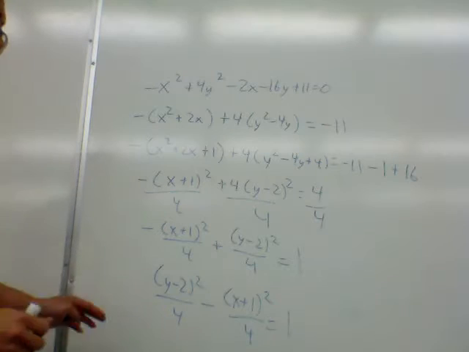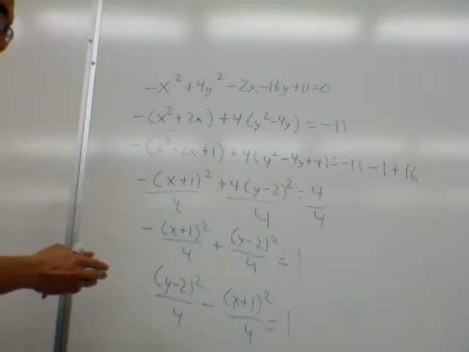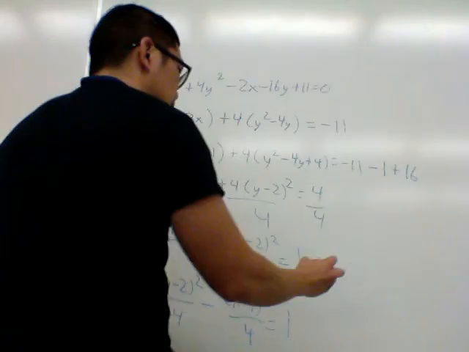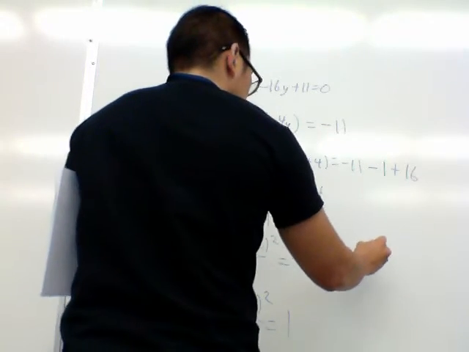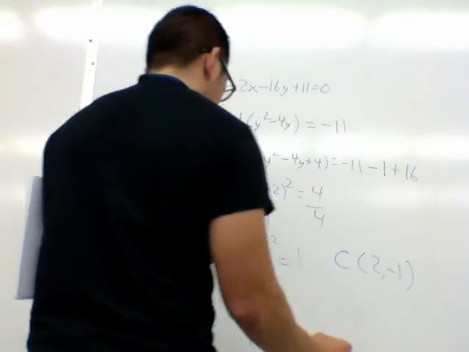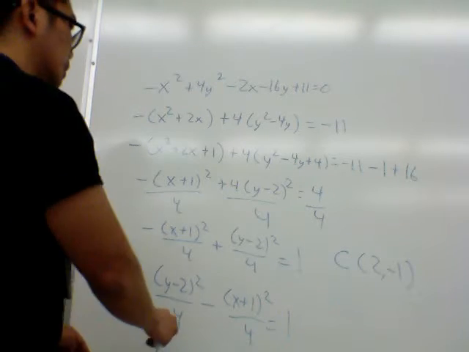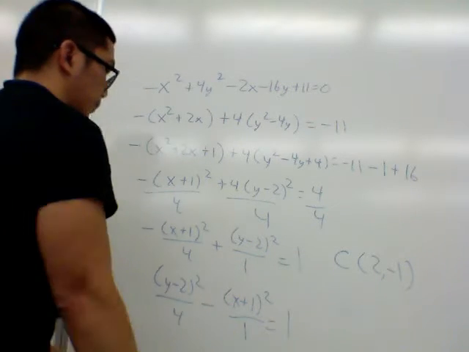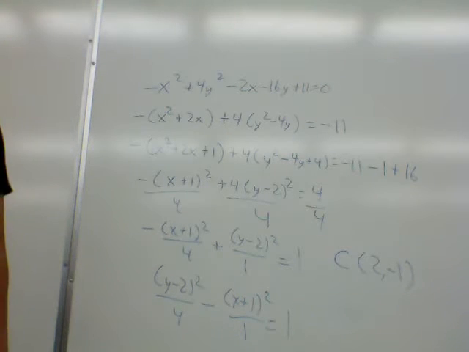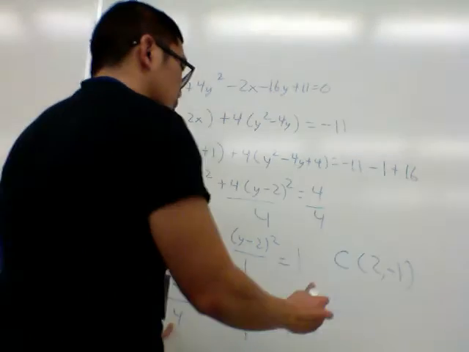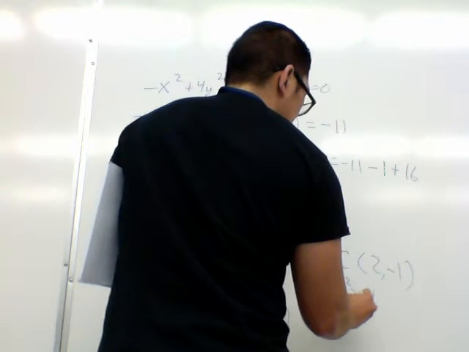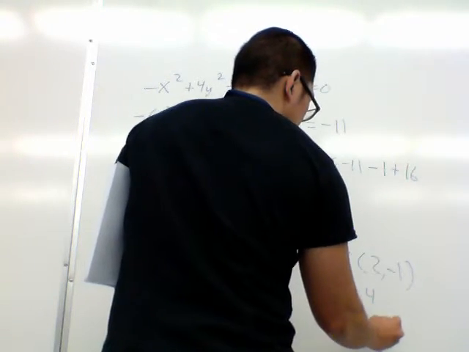You just have to recognize that that subtraction sign means it's a hyperbola. Okay? So now I know a couple of things. I know my hyperbola is centered at negative 1, 2. Oh, did I mess up somewhere? Sorry, this should be a 1. Okay, that's better. So now I know my a squared is 4, so that means a is equal to plus or minus 2.